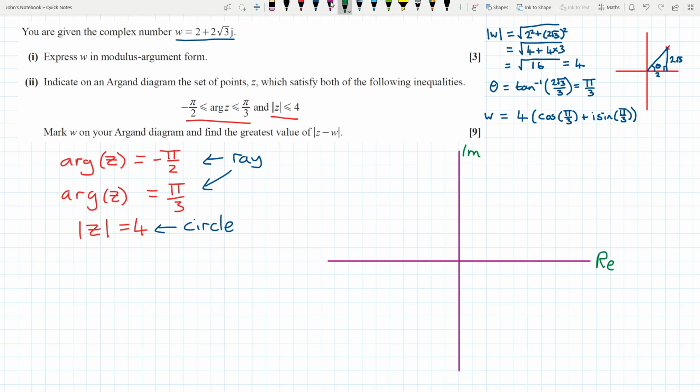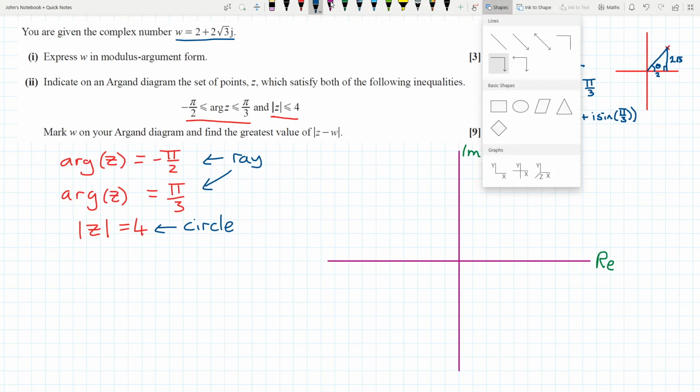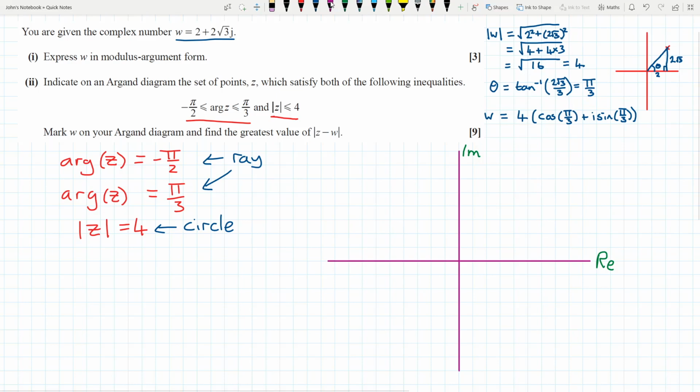Okay, so the argument of z is equal to minus pi over 2. So this is all of the points that have an argument of minus pi over 2 compared to the origin. So sometimes we get z minus something inside here, but at the moment we don't. Okay, so it's going to be a line coming from the origin.